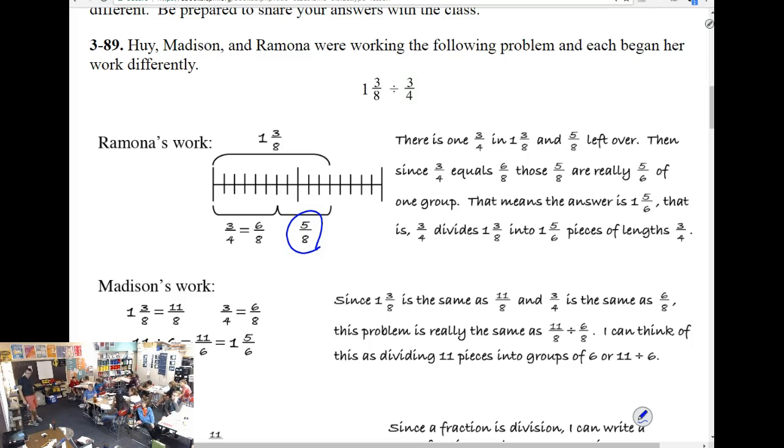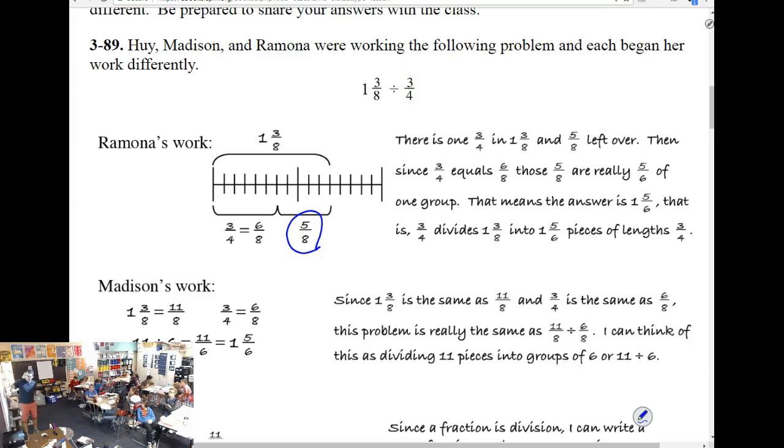Do you think Ramona's right, or do we think she's wrong? How many 8s make the group that's equal to 3/4? 6/8, right? And I only have 5 of those. How many do I need? 6. So Ramona's close, but she's a little off.